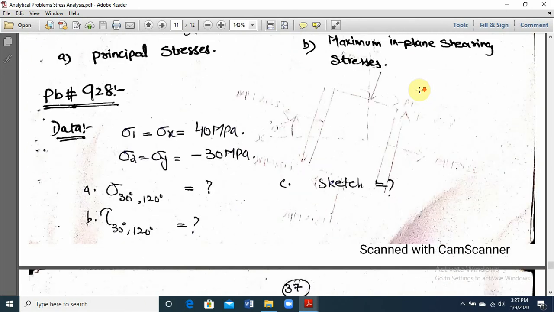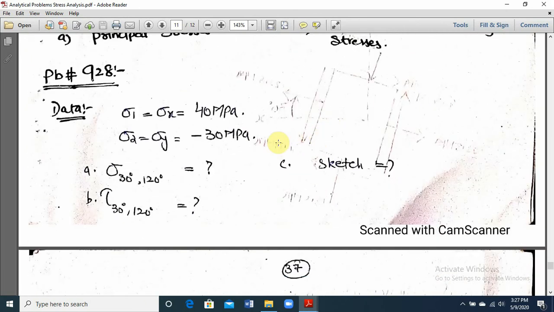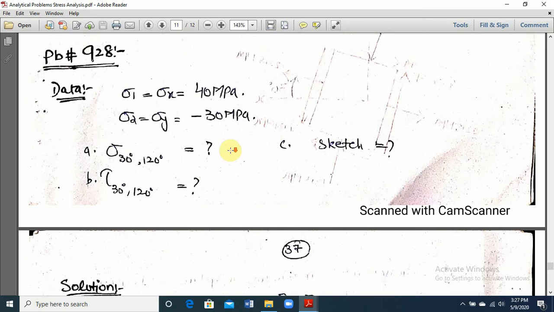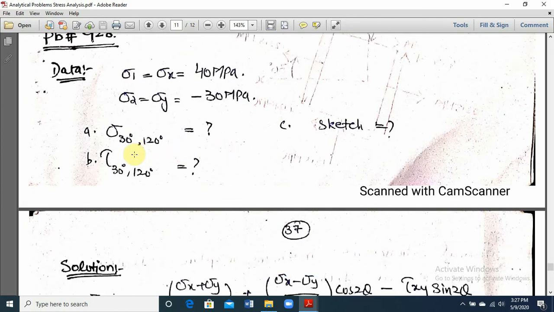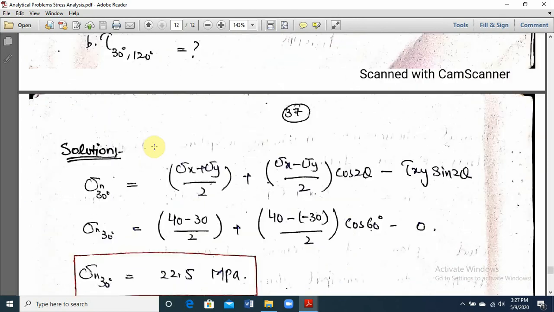Problem number 928. For problem number 928, we have the given state of stress as principal stresses, which is sigma 1 is equal to sigma x is equal to 40 megapascal, sigma 2 is equal to sigma y is equal to minus 30 megapascal. You need to determine the stresses at 30 degree and 120 degree.